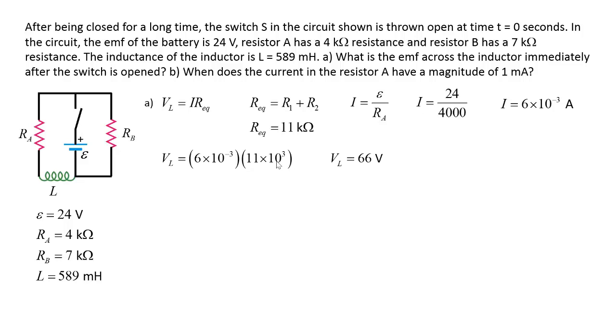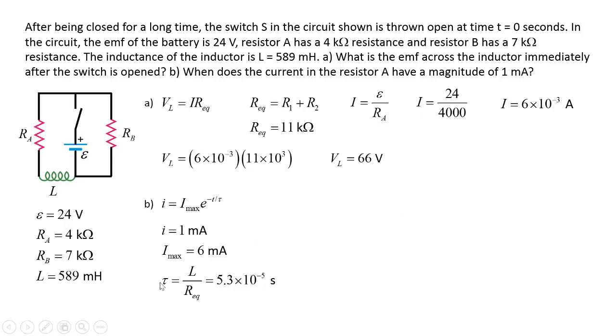Now, for the second part of the problem, we need to find the time at which the current in resistor A has a magnitude of 1 milliamp. Well, the current through the circuit changes with time as a maximum value Imax multiplied by e to minus t over tau, where the current now we know that at a certain moment in time is 1 milliamp. The maximum value of the current is the value of the current at time t equals 0, and that is something that we have just calculated, 6 milliamps.